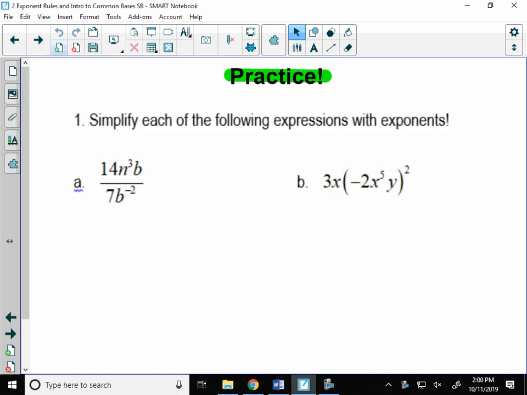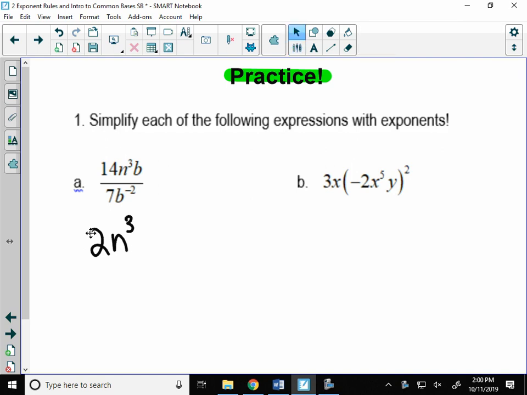Let's review these exponent rules before we do the common base solving practice. Remember, we have a fraction here. When you have the 14 over 7, you're going to divide those coefficients. So 14 divided by 7 is 2. Then there's no other n in this expression, so I'm going to leave that as just n to the third.